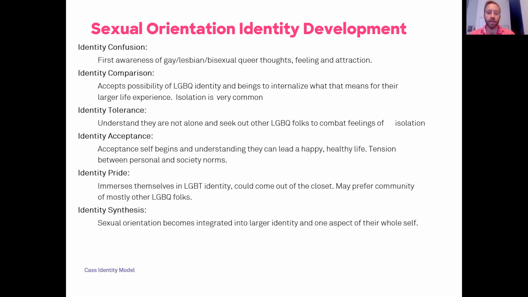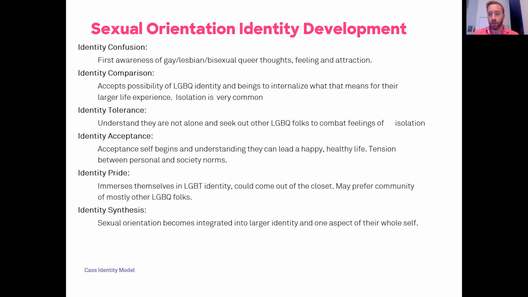Then the pride phase, they immerse themselves in their LGBTQ identity. They could come out of the closet, may prefer community of mostly other LGBTQ folks. And then synthesis. The sexual orientation becomes integrated into the larger identity as one aspect of their whole self.